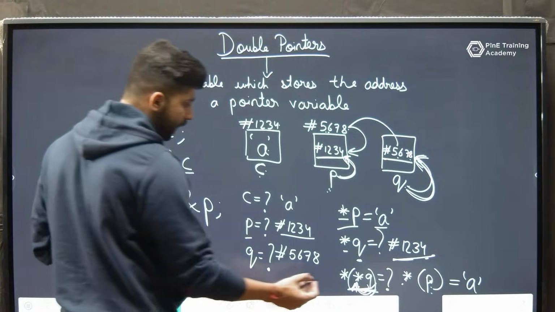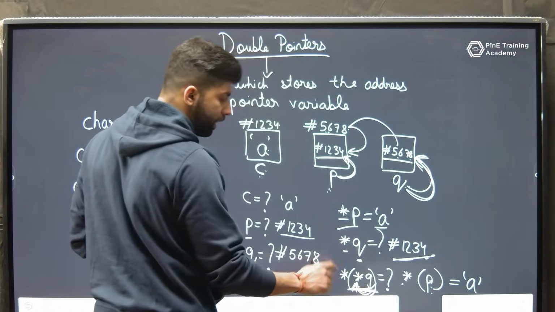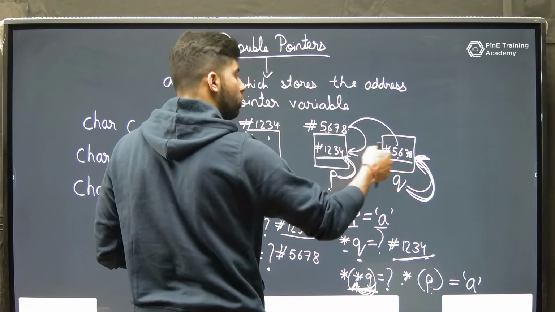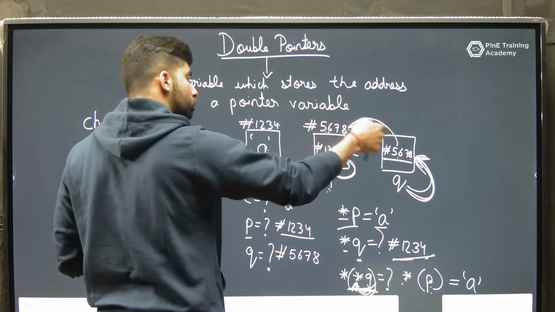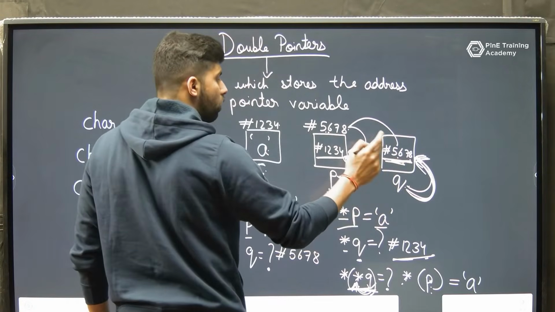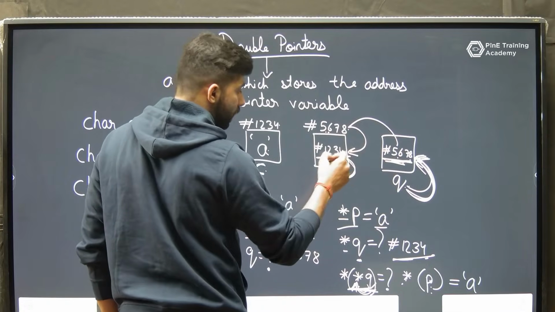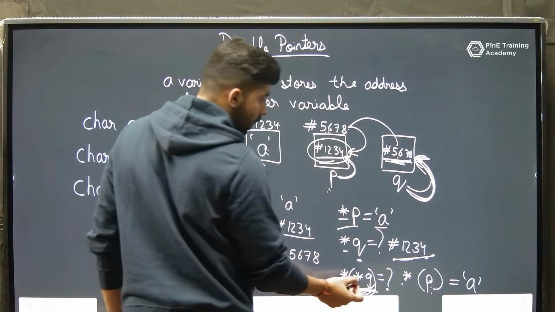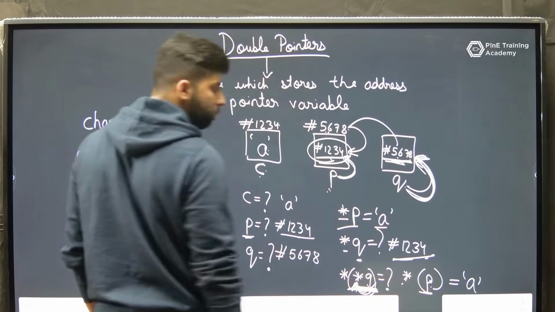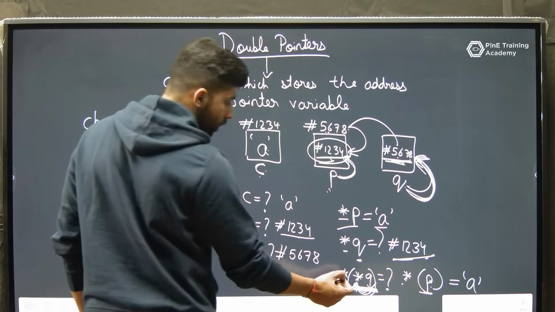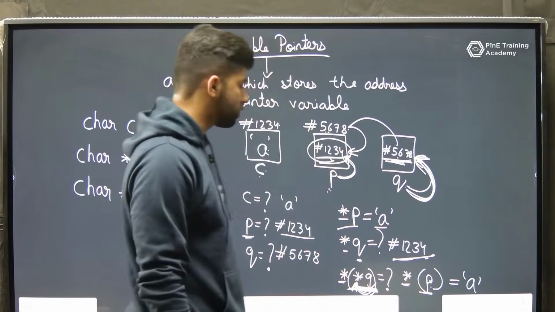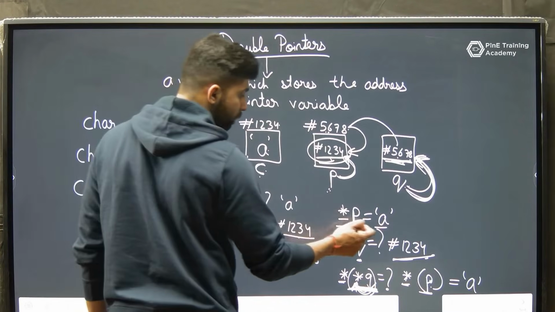I'm explaining this part again. We are first dereferencing Q. So Q has a value stored and we need to access that value stored at this. So Q was storing 5678. Then I want to access what is stored at 5678. We have 1234 and 1234 is P. So that means star Q can be written as P. Then again we have one more asterisk and this becomes star P, and what we know is star P is A.